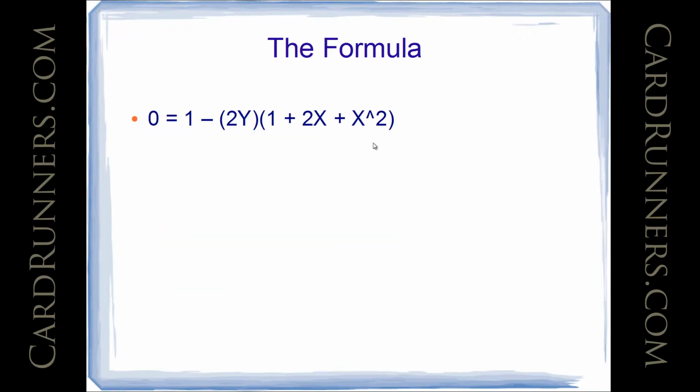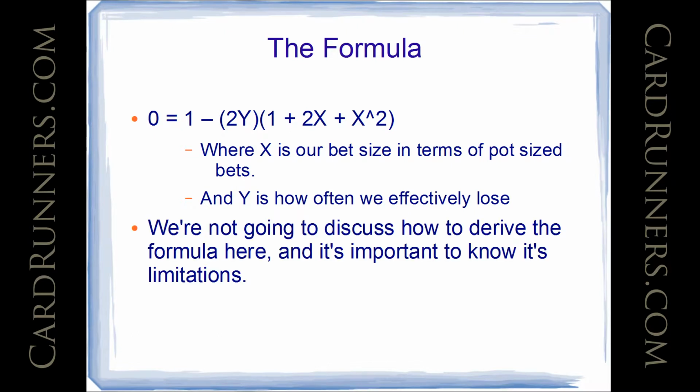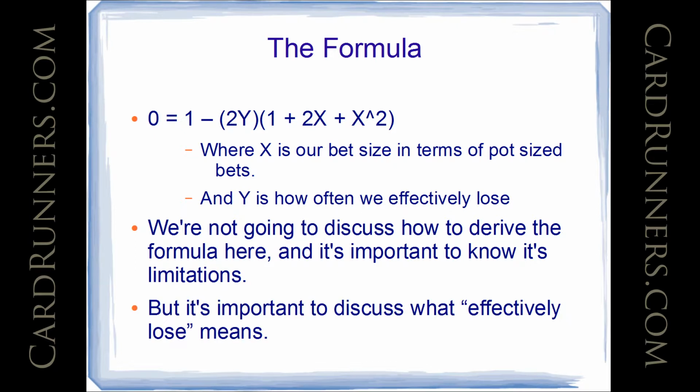So this is the formula. 0 equals (1 minus 2y) times (1 plus 2x plus x squared), where x is our bet size in terms of pot size bets, and y is how often we effectively lose. The term effectively lose is very important here. We're not going to discuss how to derive the formula, but it's important to know its limitations. And we also are going to discuss in detail what effectively lose means.